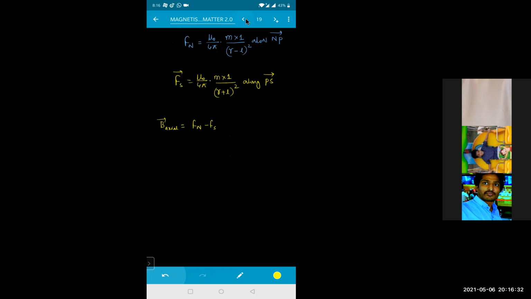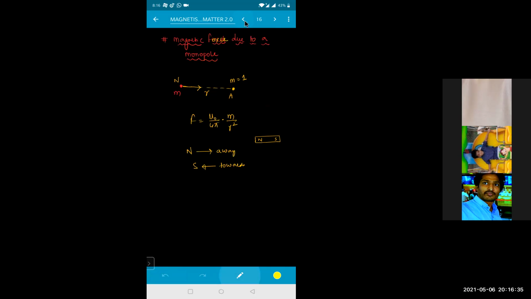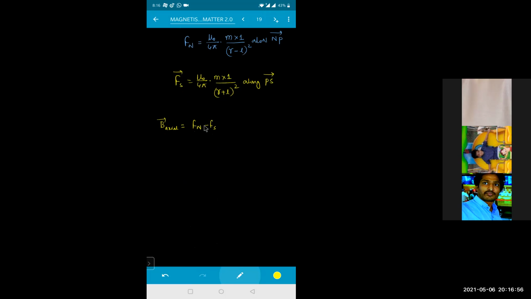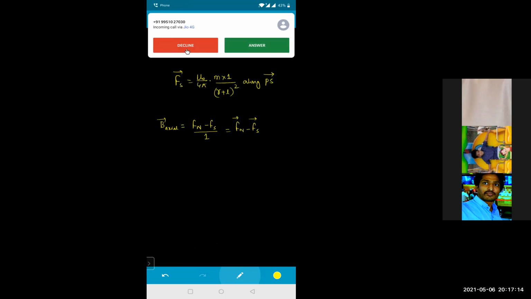Yesterday I told you the formula for magnetic field strength: B is equal to F by M. What do we mean by magnetic field? The ratio of the force per unit pole strength. The value of the pole strength we are taking here is M, so it is divided by M, and this M value is equal to 1. That is the reason I am directly writing the force due to the north pole minus the force due to the south pole. Is it clear? Can I write the value of that now?